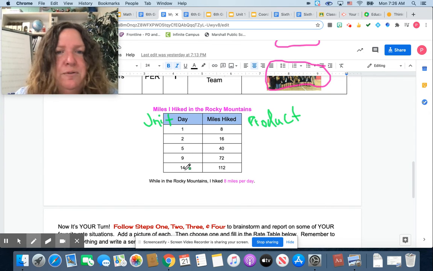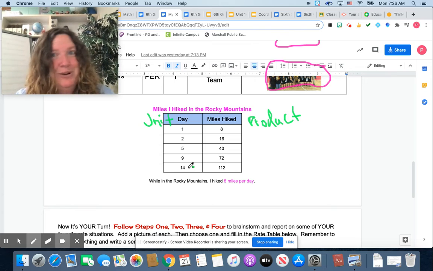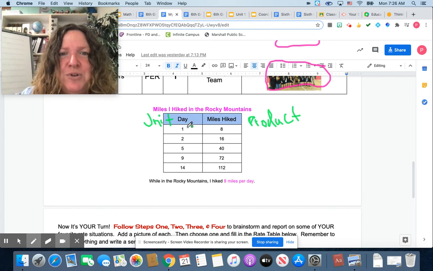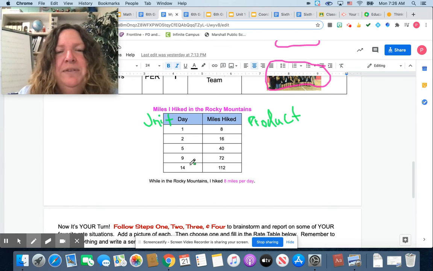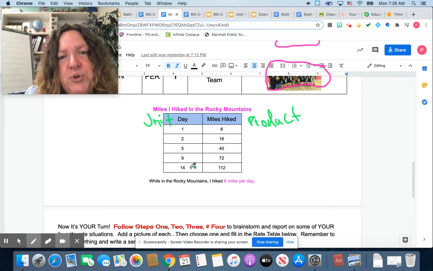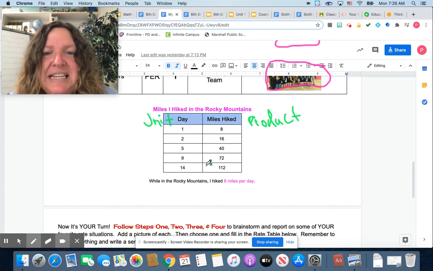You could do 1, 2, 3, 4, 5, but if 1, 2, 3, 4, 5 is easy for you, then choose some numbers that are harder. So I chose 1 day, 2 days. What about after 5 days? I'd hiked 40. What about after 9? And then what about 2 weeks? So I chose 14 days.